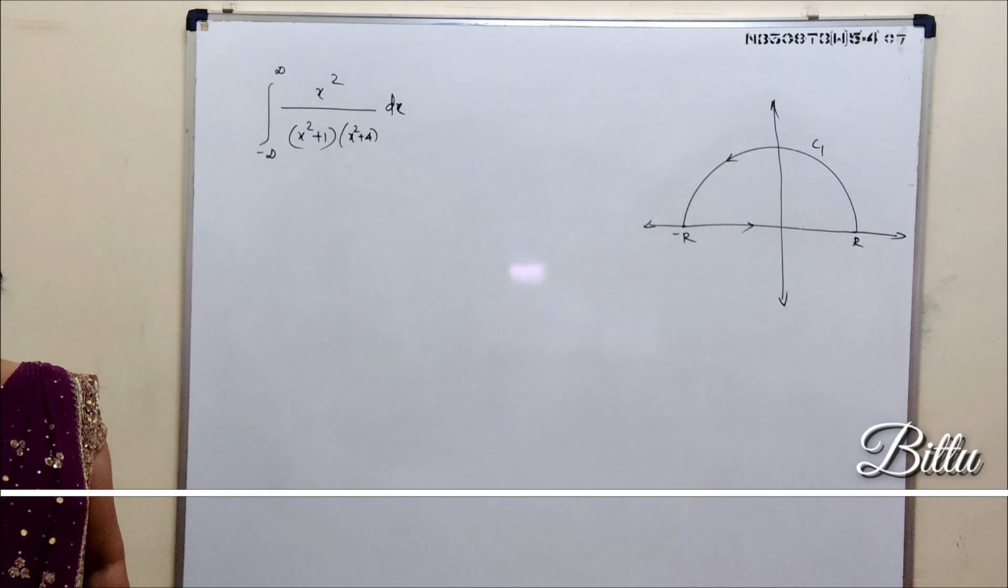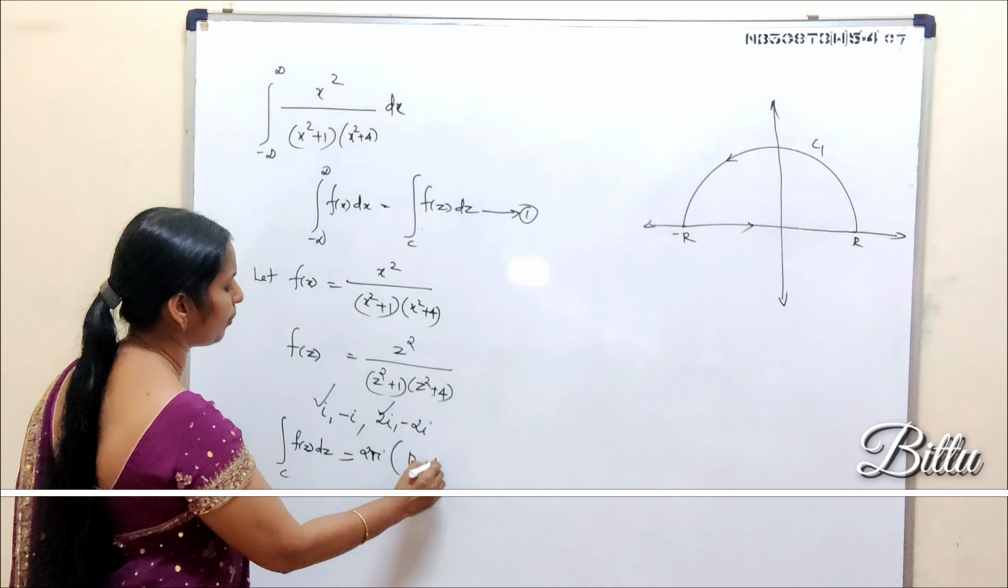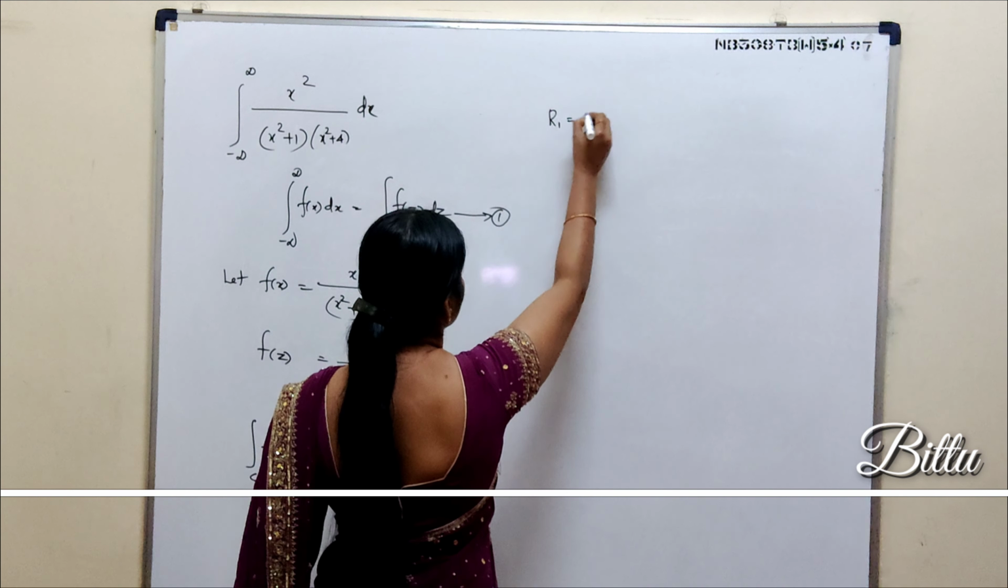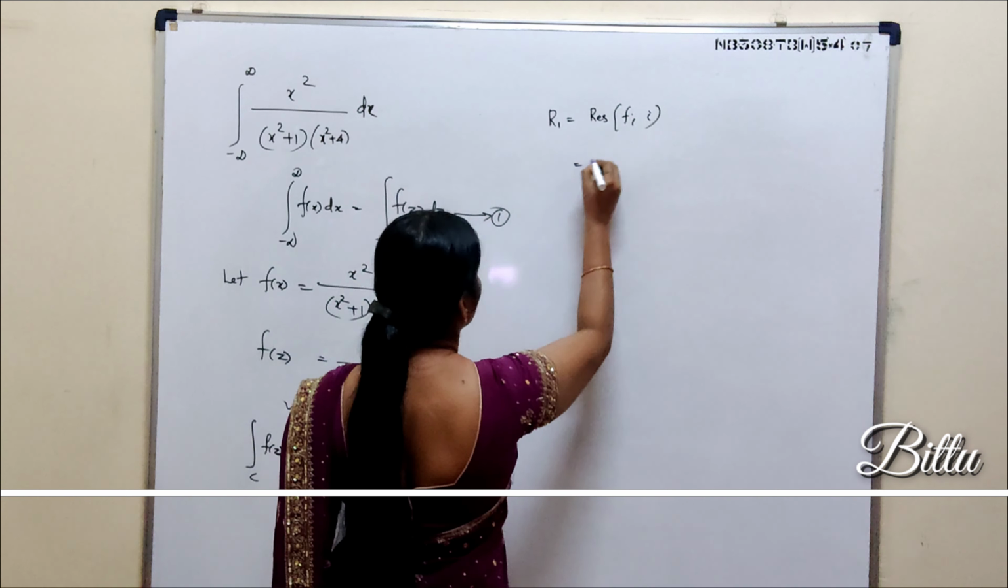So by residue theorem, the integral over C of f(z) dz is 2 pi i into (R1 plus R2), since there are two singularities, which is equation number 2. Here R1 is the residue of f at i. So limit z tends to i of (z minus i) into f, which is z square by (z plus i)(z minus i)(z square plus 4). Here there is no need of factorization of the term z square plus 4. You can write z square plus 4 itself, or you can factorize. The z minus i will cancel.